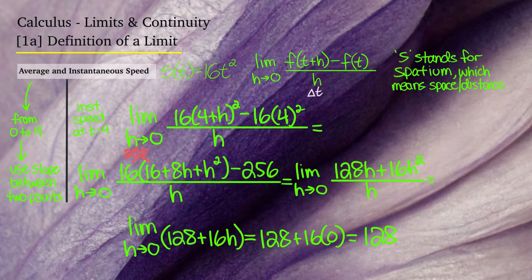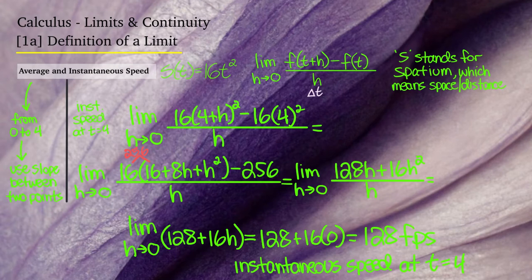Don't miss what happened, by the way, that when we plug in 0 for the expression that we're taking the limit of, that limit goes away. We've evaluated that expression using the limit. The result is 128. That's the instantaneous speed at time equals 4. The units for that would be something like feet per second.